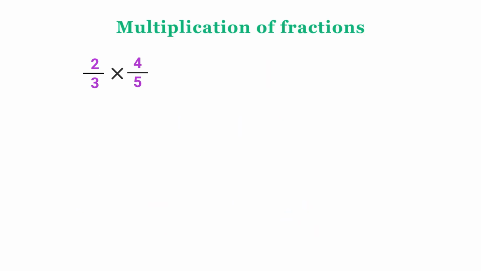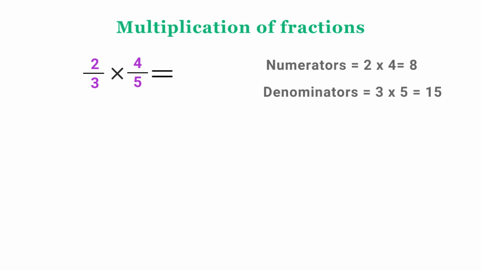Multiplication of fractions. When multiplying fractions, multiply the numerators. Multiply the denominators. Simplify if possible. Example 2. Check for simplification, cross-cancellation. If the numerator of one fraction and the denominator of the other fraction have a common factor, simplify them before multiplying. This makes the calculation easier.